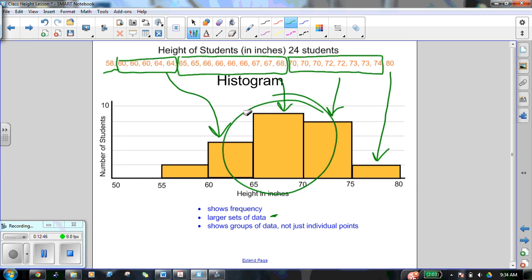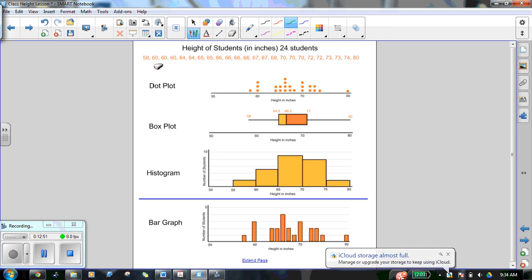Okay, so let's take a look at this next slide. It compares all 3 graphs. So again, here's the same set of data, and then we have all 3 visuals. We have the dot plot, the box plot, and the histogram. Now I threw this last one down here. This is the bar graph. This is like a histogram and a dot plot mixed together. So this shows frequency, but it's, again, hard to read groups of students, whereas the histogram does that better. And we'll see that with different trends and different spreads and so forth.